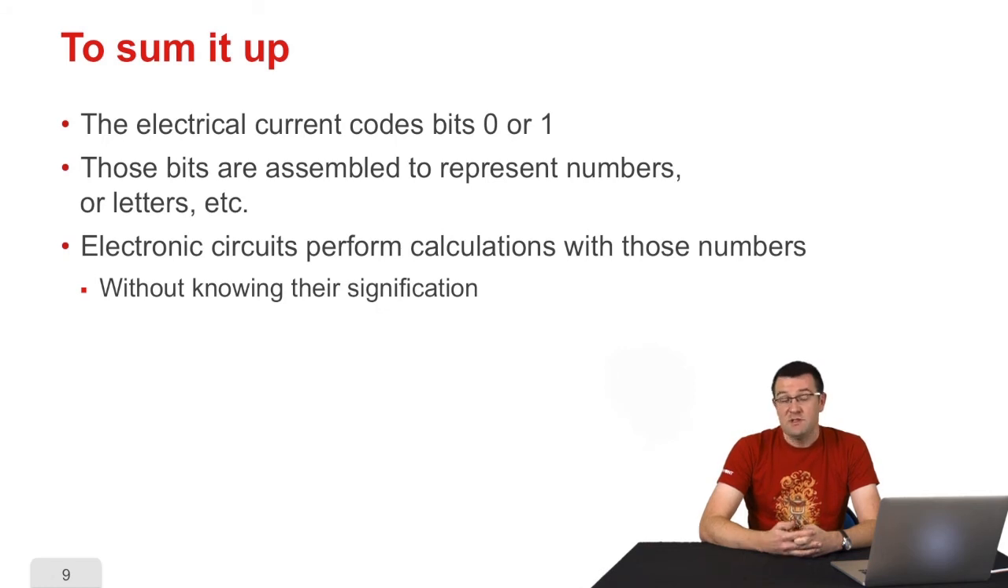Technically, electronic circuits can perform calculations with those numbers because schedulers were created to do so. But they don't know what they are manipulating. They know they are adding numbers, but they don't know that those numbers correspond to a speed, an age, or anything else.